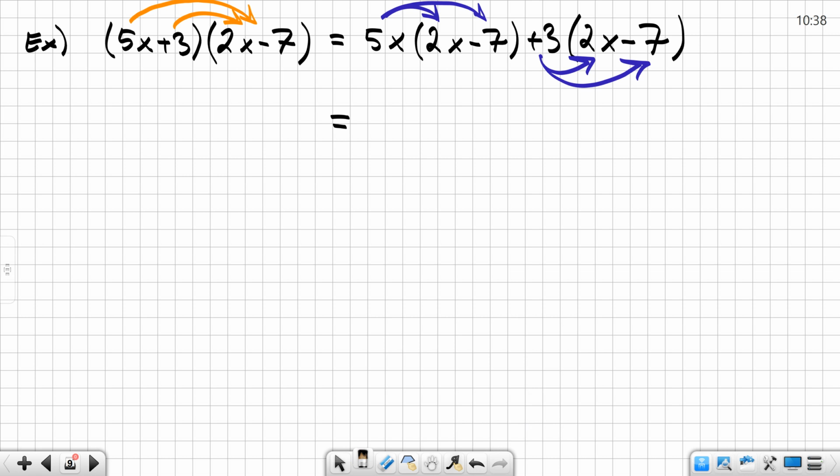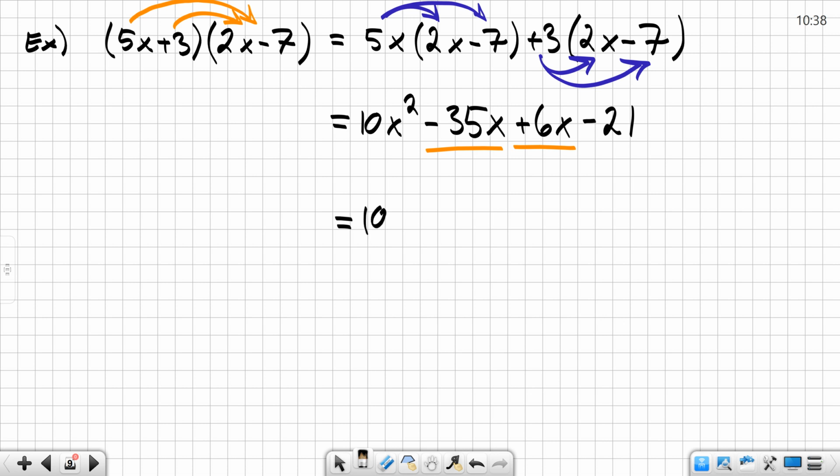What will this give us? I think we can do this in our head. 5x times 2x will be 10x squared. 5x times negative 7, that will be a negative 35x. 3 times 2x, that is a positive 6x. 3 times negative 7, that is a negative 21. Now, strictly speaking, I have multiplied this out, but what I always have to do, if I see like terms, I have to combine like terms. I have 2 terms that have the same amount of variables, that are like terms, and that will be negative 35 plus 6x. So what is a negative 35 plus 6? That is a negative 29x minus 21, and that is then the final answer.